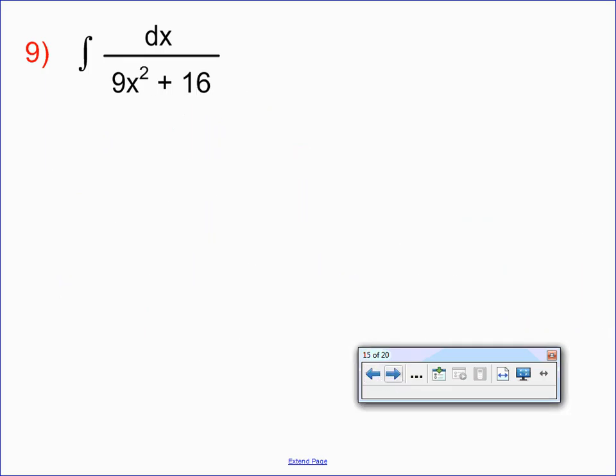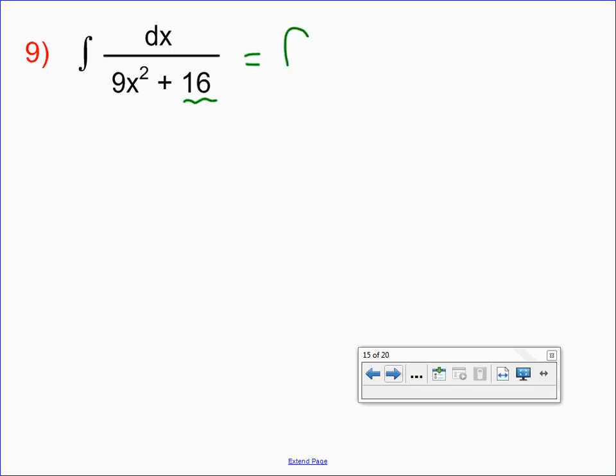Binomial, trinomial, no x term, and inverse tangent has to be, right? Inverse tangent has to be 1 plus argument squared. But that's okay. We can make that look like 1 plus argument squared. What would we have to factor out on the bottom? Well, in order to make that a 1, we'd have to factor out a 16 on the bottom.